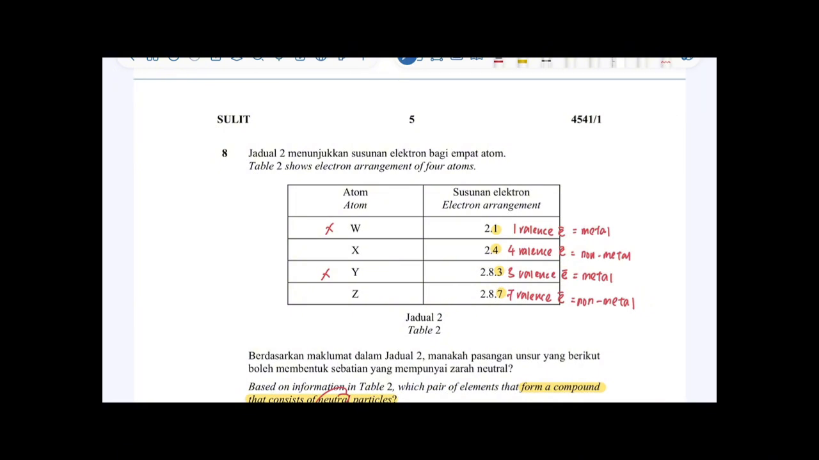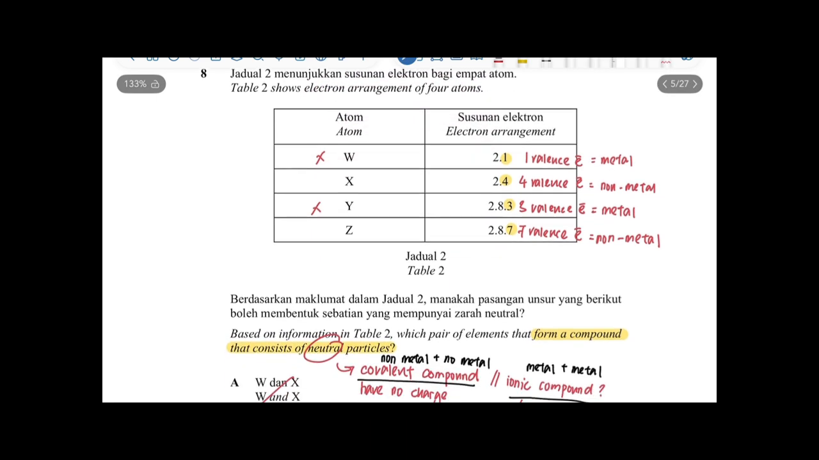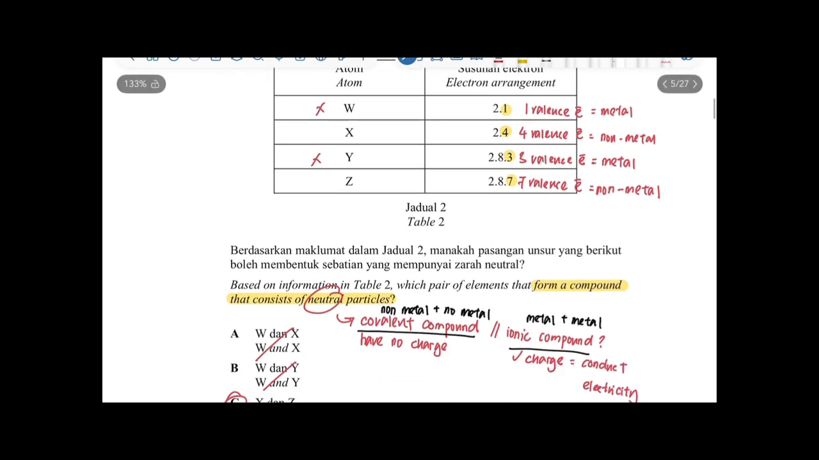Okay, let's continue with question 8. This table shows the electron arrangement of 4 atoms. Based on the information in table 2, which pair of elements forms a compound that consists of neutral particles? The keyword is neutral particles. When the compound consists of neutral particles, we can highly assume that it is a covalent compound, because a covalent compound has no charge, which is neutral. Opposite to the covalent compound is the ionic compound. An ionic compound contains charge, so it can conduct electricity.